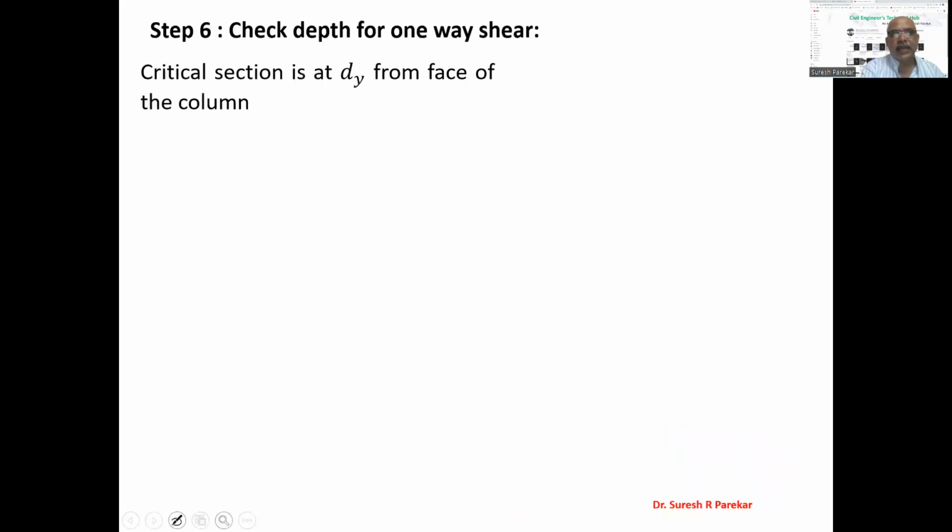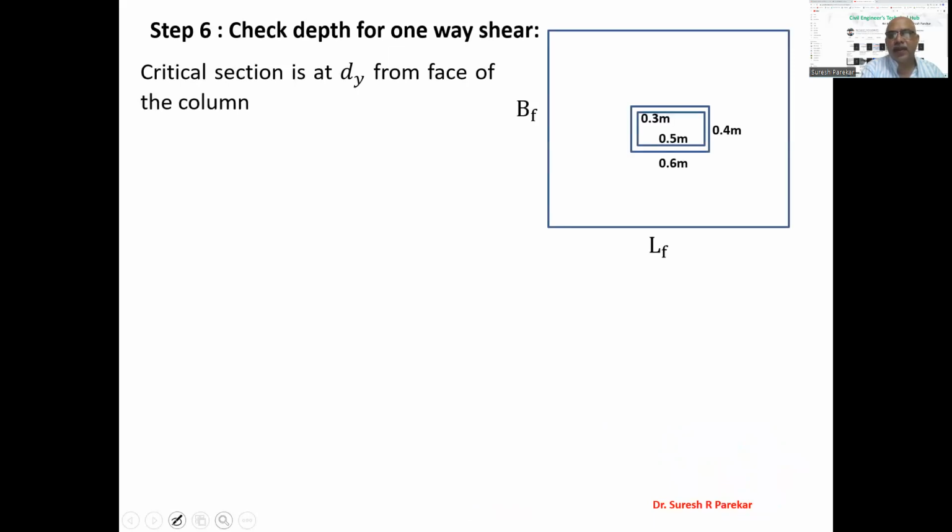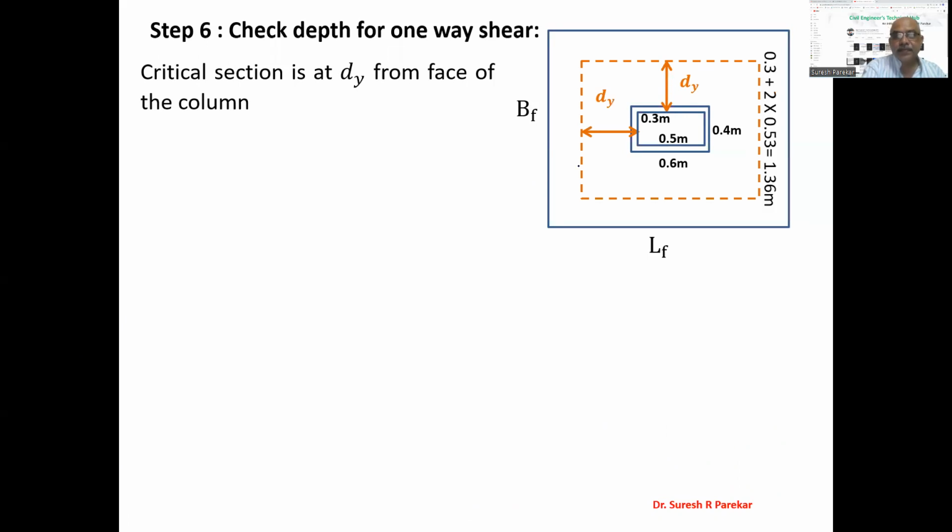Now we will go for check of depth for one-way shear, which will be at dy from the face of the column. Now the video will be of larger time, but we do not have any option for this. Now it is always at dy from the face of the column. And now you can see this will be my critical section. Now 0.3 plus 2 into 0.3. In the last, that is for two-way shear, we have 0.3 plus dy. Now here we have 0.3 plus 2 dy, and this will be 1.36 and 1.56. So this will be our critical section. Now, if I subtract this 1.56 from this 2.8 and divide it by 2, then I will get this value, that is 0.62.